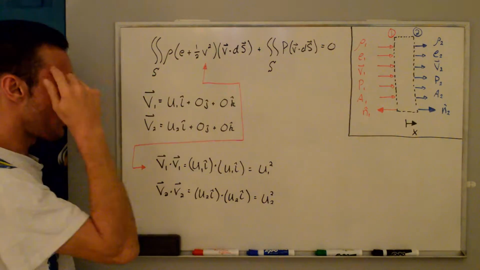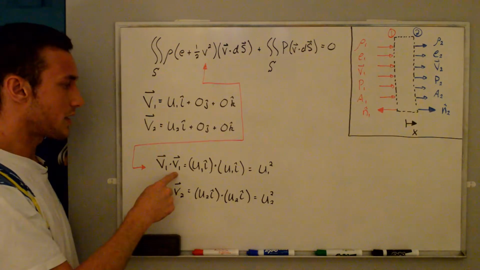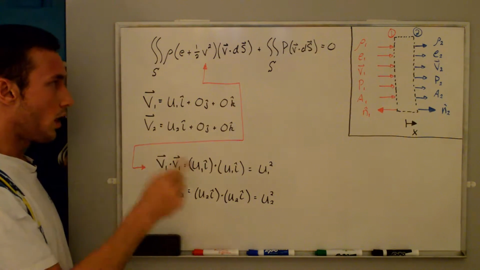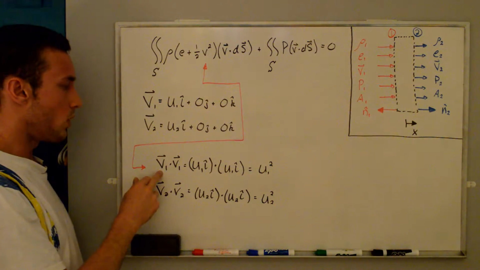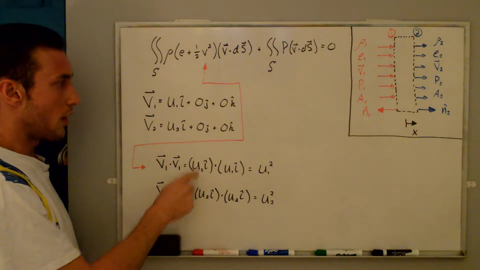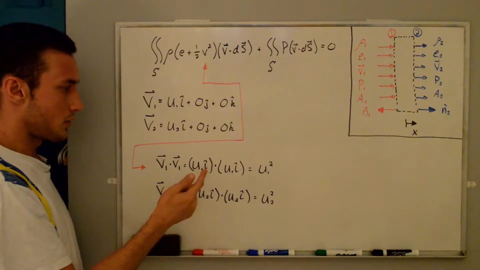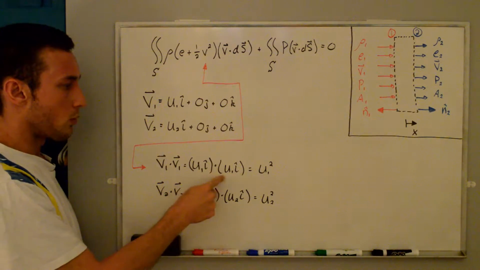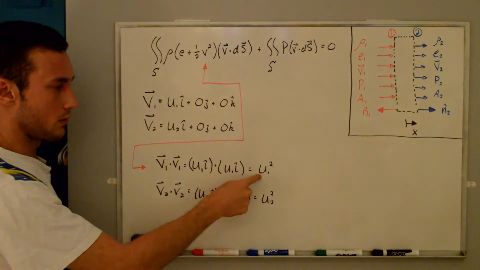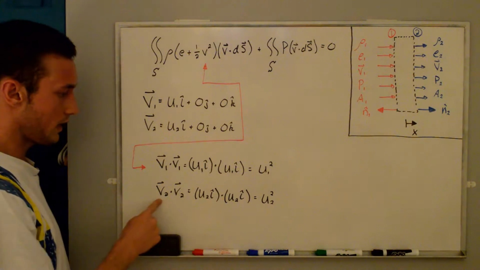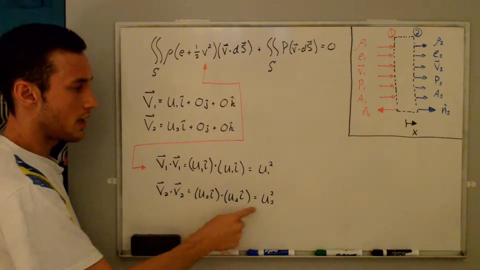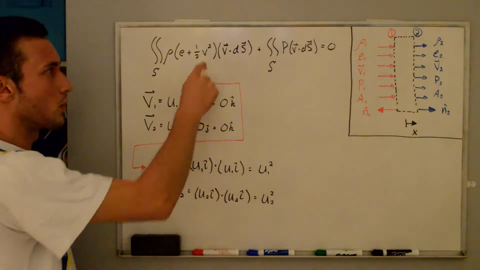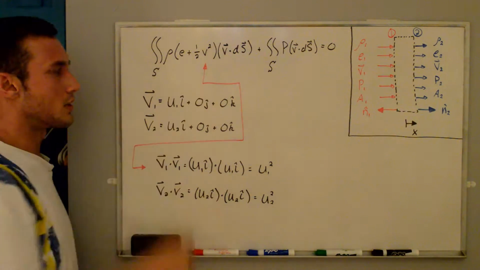So if you look at the v squared, it's actually the dot product of the velocity vectors. For the 1 surface of the control volume, it's v1 dotted with v1, where I've dropped the j and k components because they're 0. And so we have u1 i dotted with u1 i, and what we get is u1 squared. Same for v2, we just have the dot product, u2 i dotted with u2 i is equal to u2 squared, which is why this right here is written just as v squared.